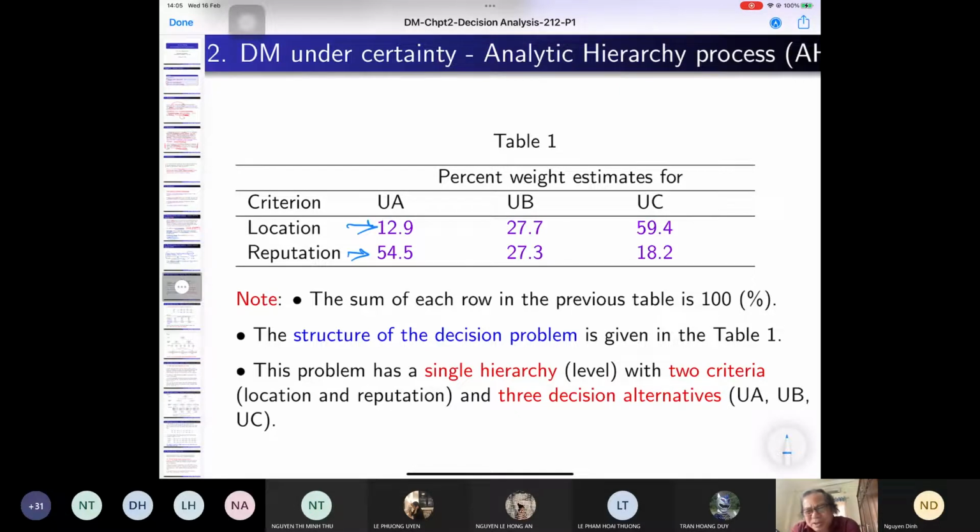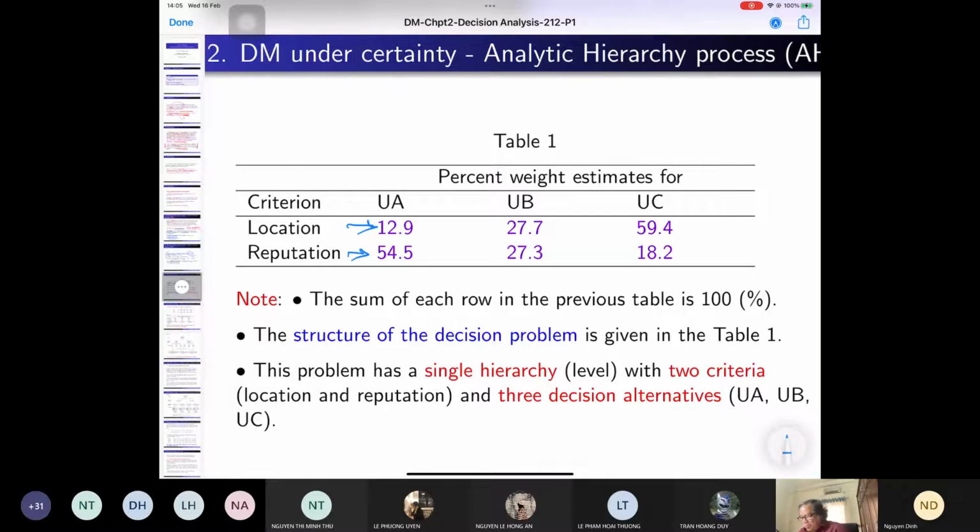And the question is, if the data or calculation of Martin gives him this table, with all of these numbers, what university should be the best for Martin, or what should he choose? Is that okay? Which one? UA, UB, UC.